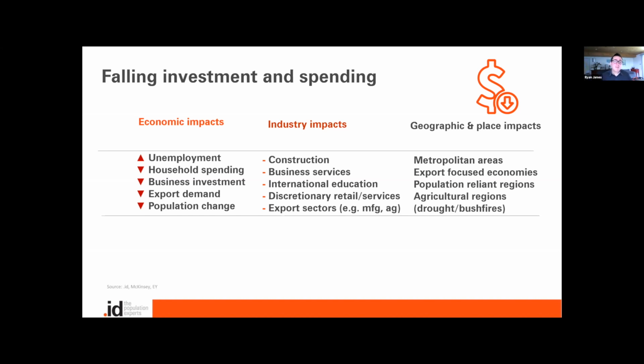Household spending is down. Potentially that means household saving is up. That's on a place-by-place basis. In Queensland, we're seeing mortgage defaults increase. Business investment being down. We've seen residential housing approvals stay about the same rates. I'm not sure I can say the same for commercial approvals. Export demand is down and population is down. I've covered off some of those.